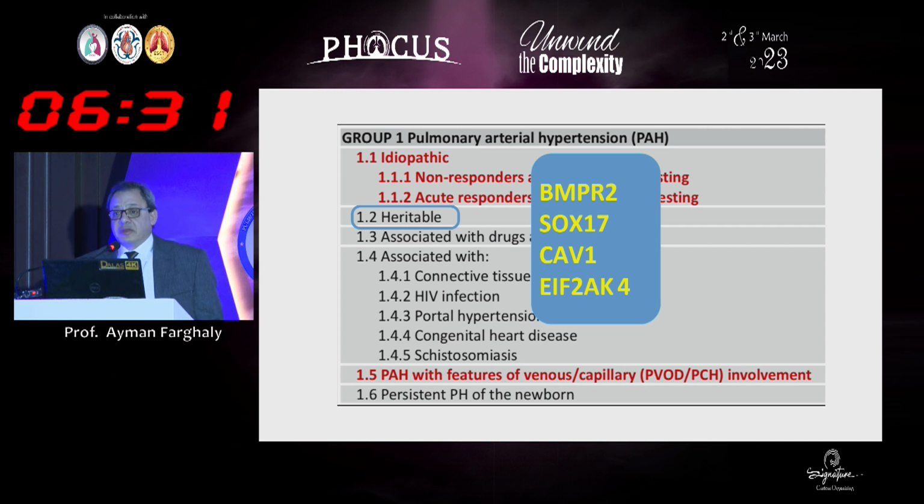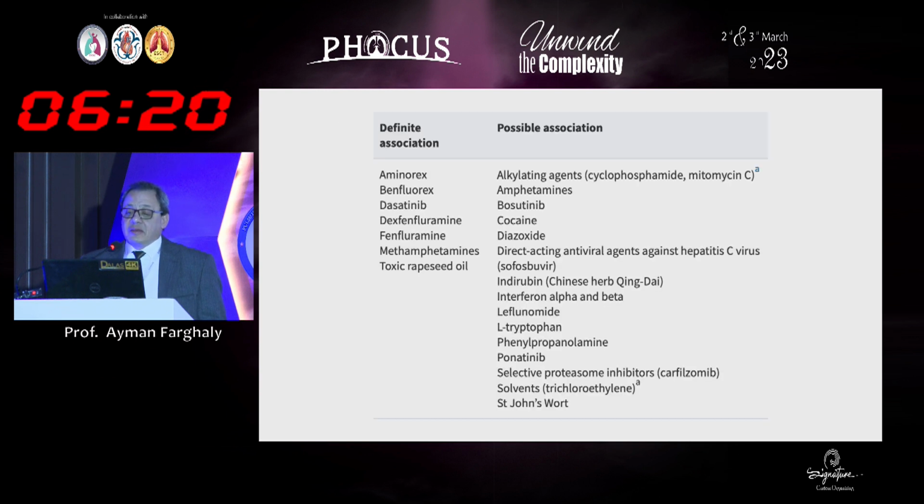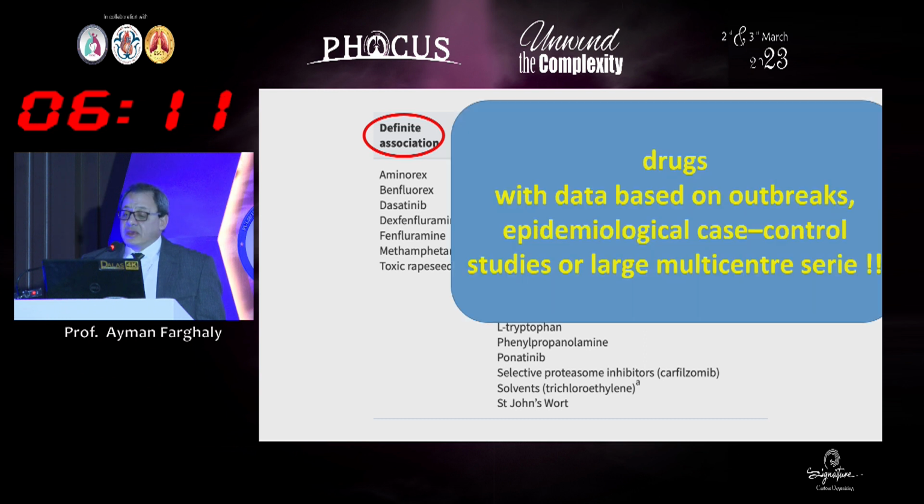So revisiting the genes, and this screening in the family sometimes can help to trace patients early and bring them to early treatment. Toxins have been upgraded, and we have now the definite associations, and on top of the list is aminorex, but we have also methamphetamines, as you see, and the drugs with data based on outbreaks, epidemiological case control studies, or large multi-center series. So this is very strong evidence, that's why it is definite.